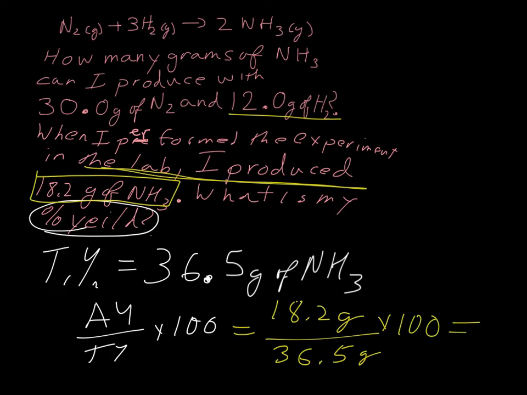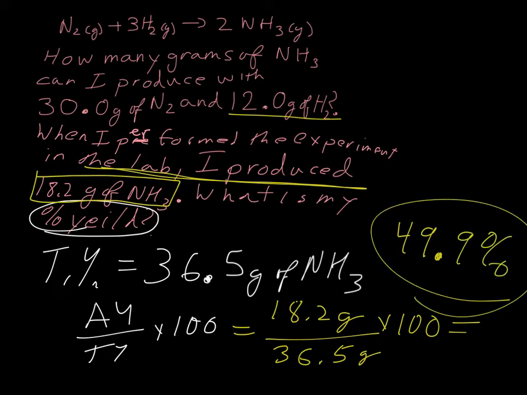I multiply by 100, and I get 18.2 divided by 36.5 times 100. And that gives me 49.9%. Ooh, failing grade. Except I got it very, very pure. That's where all my product went. I was concentrating so much on purity, I threw a whole bunch away to make sure it was pure. That's my story, and I'm sticking to it.